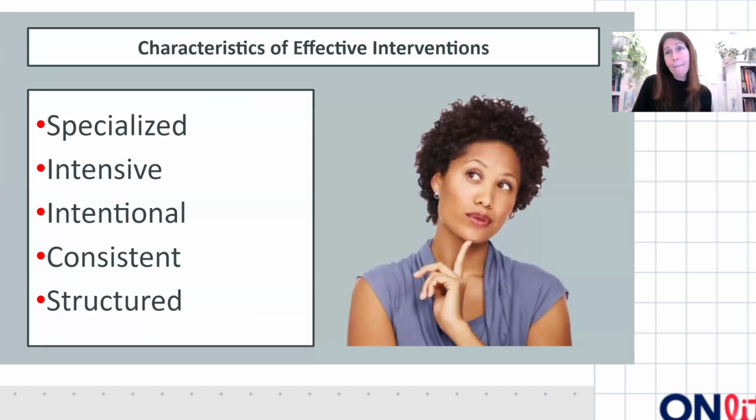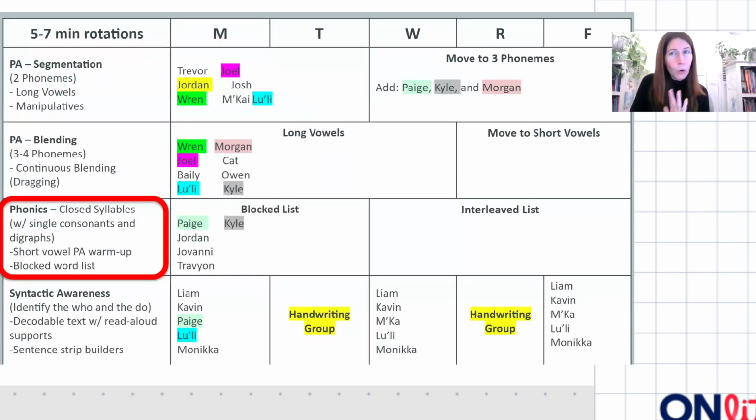And so that's what makes an intervention effective, when it is specialized and intensive and intentional, consistent, and structured. And that structure part, again, reduces cognitive load. I have just a couple of quick examples to show you of what that might look like. I want to point out that in the upper left-hand corner, it says this is a 5 to 7 minute intervention. An intervention isn't an intervention just because of the time frame. An intervention isn't an intervention because of the group size. It's an intervention when it is diagnostic and prescriptive. When data tells me what a student needs and I provide that, that's an intervention.